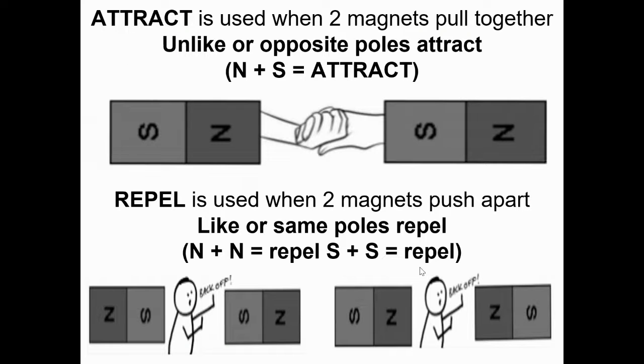We use the word attract when we have two magnets that pull together. Just like charges, unlike or opposite poles attract. So a north and a south pole will attract and be pulled in. We use the word repel when two magnets push apart. Like or same poles repel. So this would be a north and a north, or a south and a south. They don't want to be next to each other, so they repel. So like repel and opposite attract.